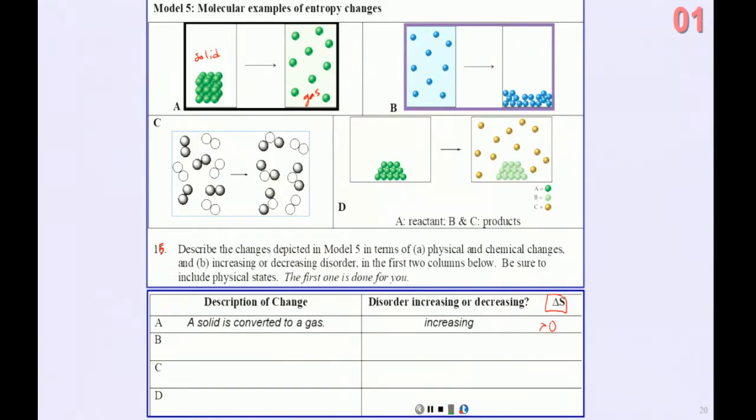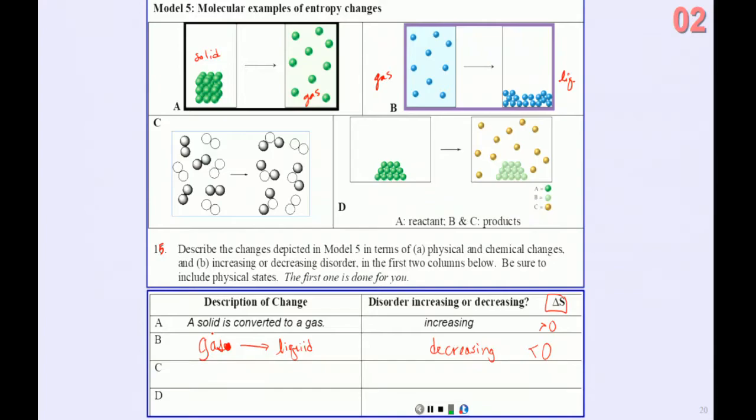Example B, if you look at the pictures, hopefully these make some kind of sense to you. B looks like it's turning from particles widely separated to particles close together but not very organized. So this would be a gas turning into a liquid. And so let's write that here. Gas converted to a liquid. Is the disorder increasing or decreasing? I would say the disorder is decreasing because the molecules or particles are closer together. And so now that's going to be the other sign for the change in entropy.